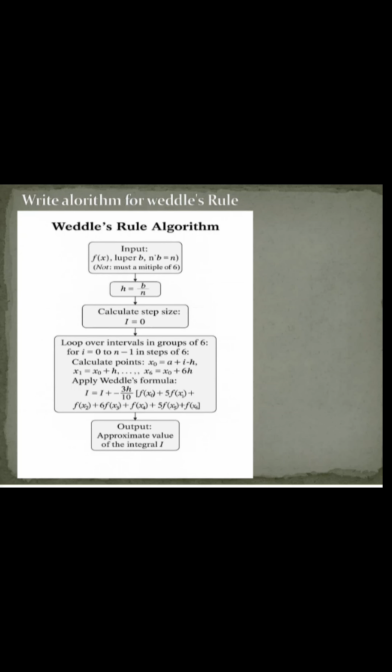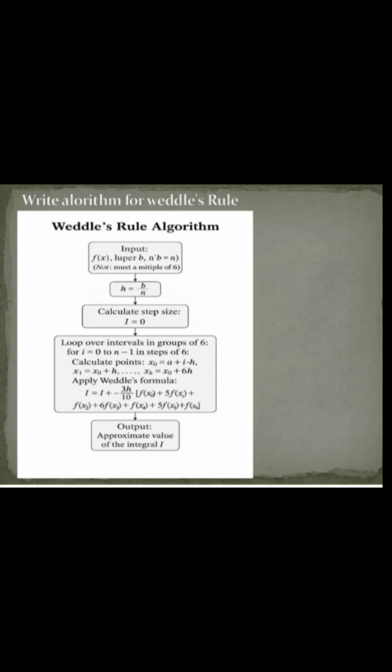Write the algorithm for Weddle's rule. Input f(x), input a, b, n. Note, n must be a multiple of 6. h = (b-a)/n, calculate the step size. I = 0. Loop over intervals in groups of 6, for i equals 0 to n-1 in steps of 6.